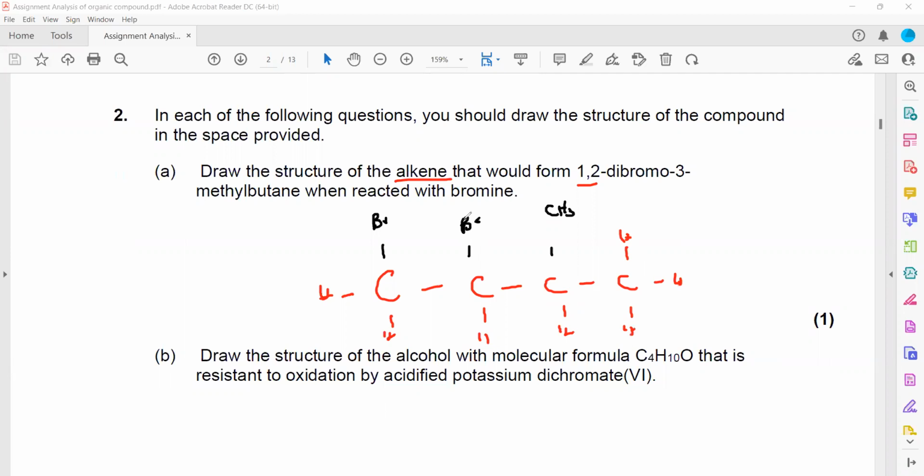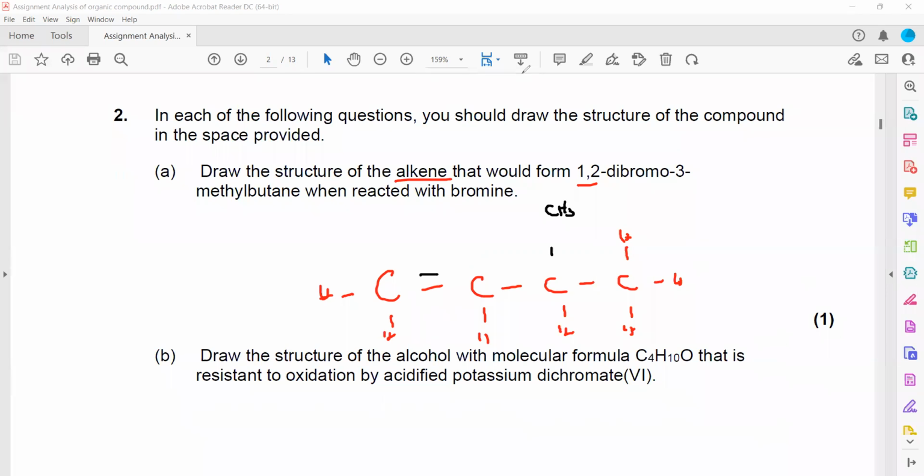Now, what will happen in an addition reaction? The double bond breaks down and these bromine atoms are added to the structure. So because we have to draw the structure of the alkene, if these two bromines are not there, then this will be the structure of the compound which reacts to form 1,2-dibromo-3-methylbutane. Is it clear? We have to draw the structure of this alkene.